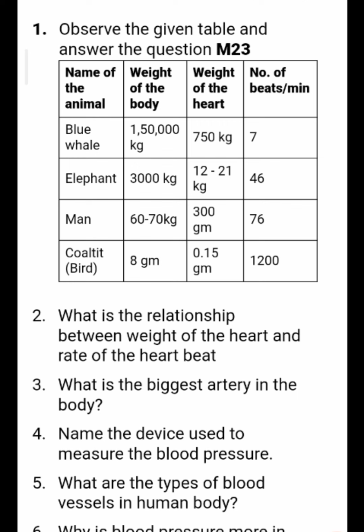Next, what is the relationship between weight and heat and rate of the heartbeat? Rate of the heartbeat. Next, what is the biggest artery in the body? Name the device used to measure the blood pressure. What are the types of blood vessels in the human body? Why is blood pressure more in arteries than veins?